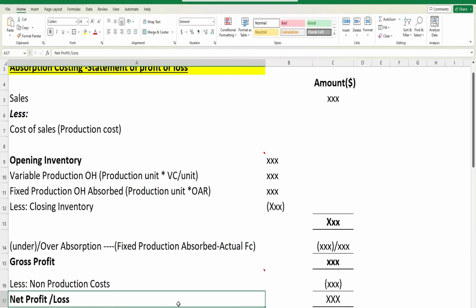In the coming video, we will talk about marginal costing in the same manner, and it will be easy for you to remember during your exam time.